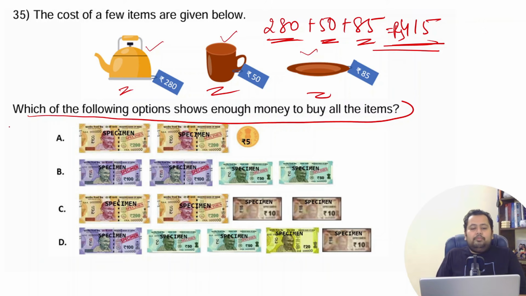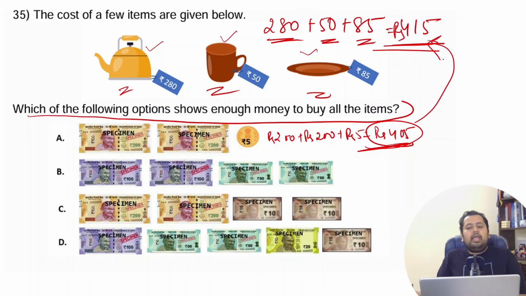So let's go to option number A. In option number A, you have rupees 200 plus rupees 200 plus rupees 5. If you do the addition, it is rupees 405. So with rupees 405, will you be able to buy items worth rupees 415? No, you will not be able to, right? So option number A cannot be the answer.